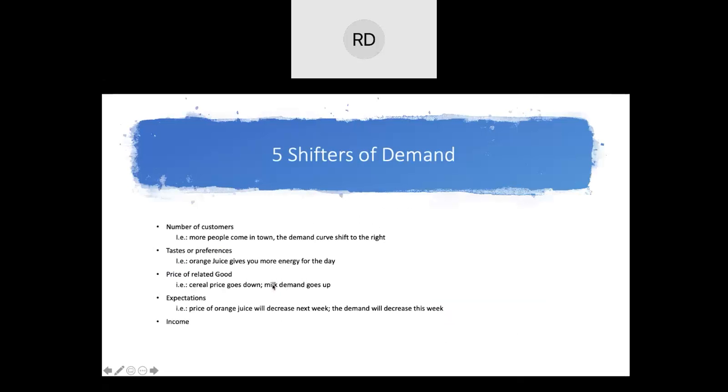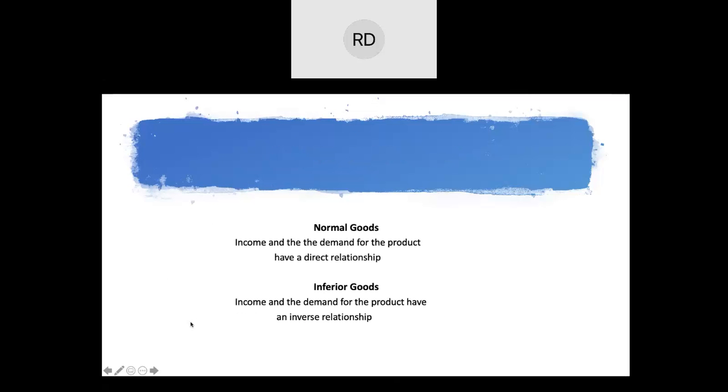Now, the last shifter is the income. Now, when it comes to income, we have to pay a little bit more attention because if we are talking about a normal good, then the income and the demand for that normal good, for that product, have a direct relationship, which means that if my income increases, I'm going to demand more. The demand for that product is going to increase.